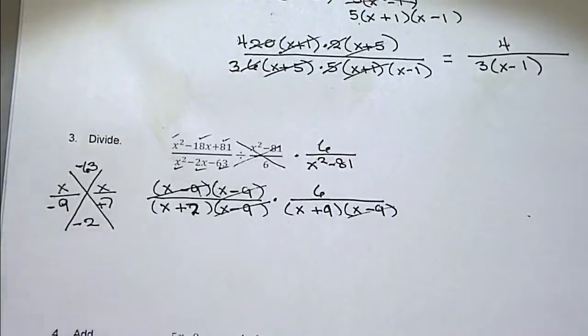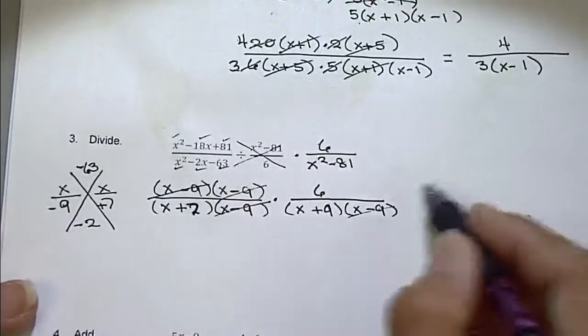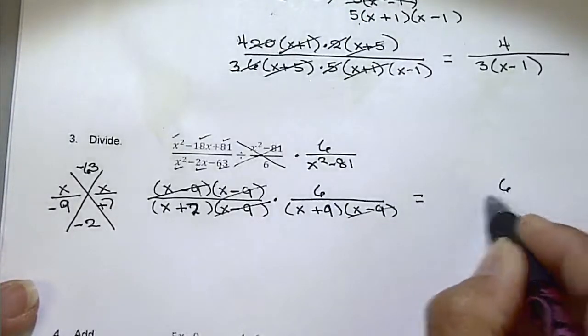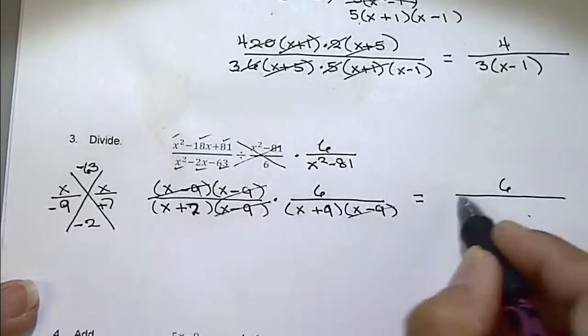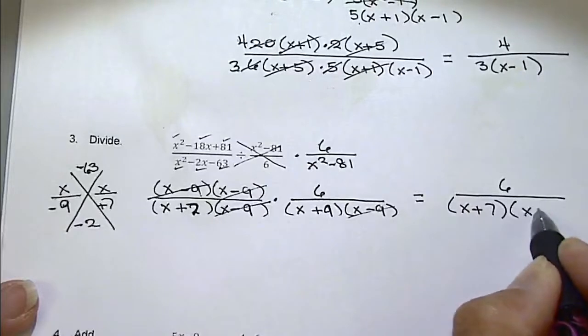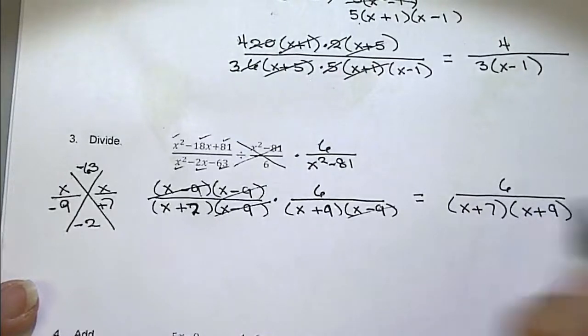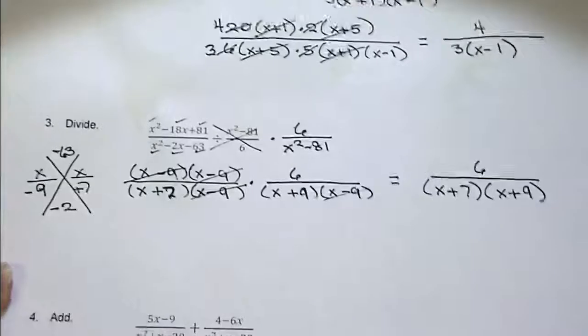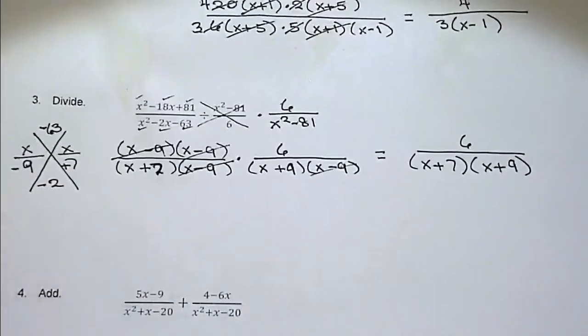Am I okay here? But what do I have left? In the numerator, just 6. In the denominator, there's an x plus 7 multiplied times an x plus 9. Well, that's as simple as it gets. I can't do any more. They don't really want me to distribute that multiplication. They don't want you to FOIL. They just want you to break it down and see how it reduces, okay? And that's it. Because we left it in this format, you can tell that it won't reduce anymore. Okay?